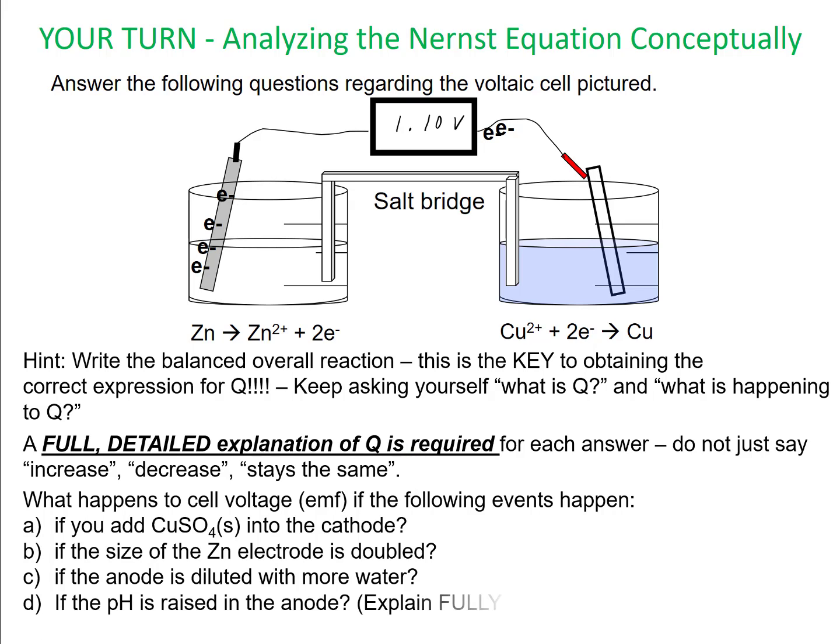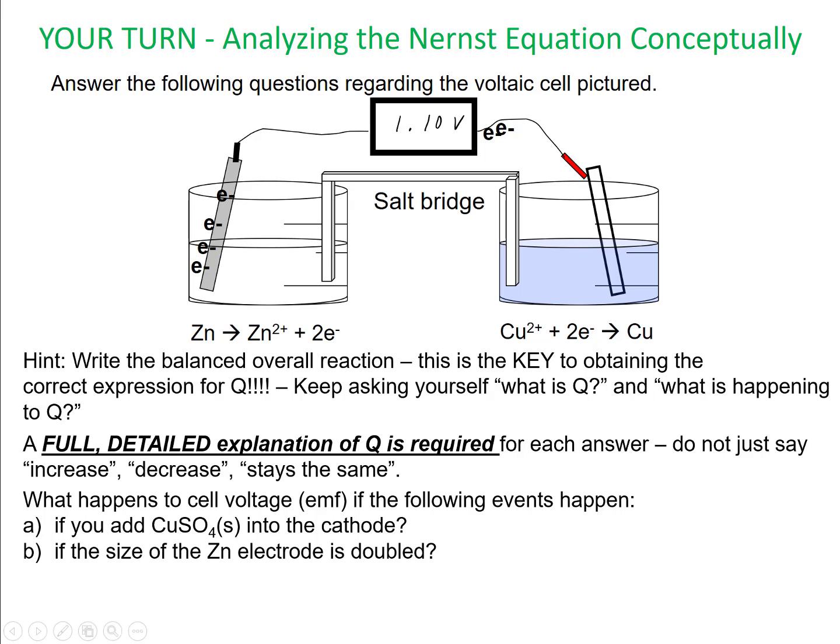So for B, it says if the size of the zinc electrode is increased, so you have double the size of the stick right here inside the anode compartment. What would happen to Q? And then what would happen to the cell voltage? Then what if the anode over here is diluted? What if you add more water to the anode? What would happen to Q? What would happen to cell voltage?